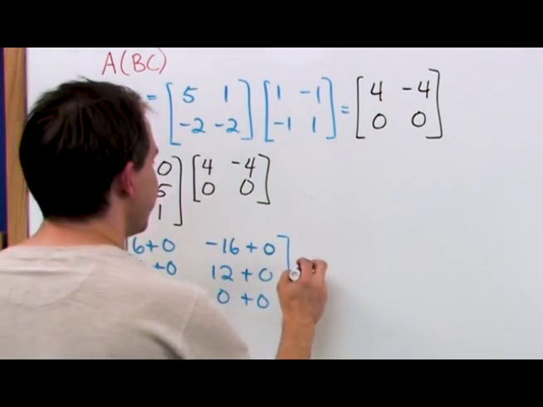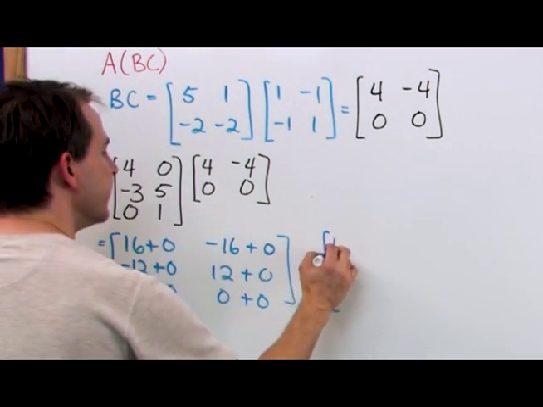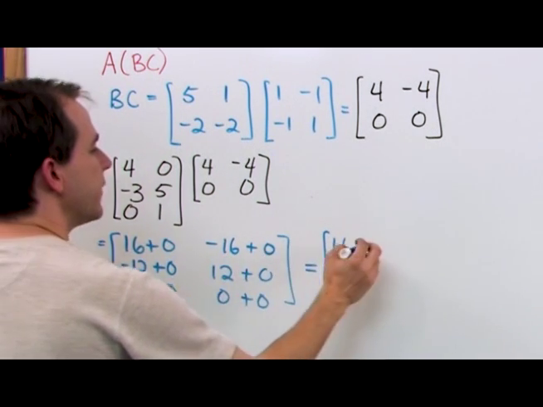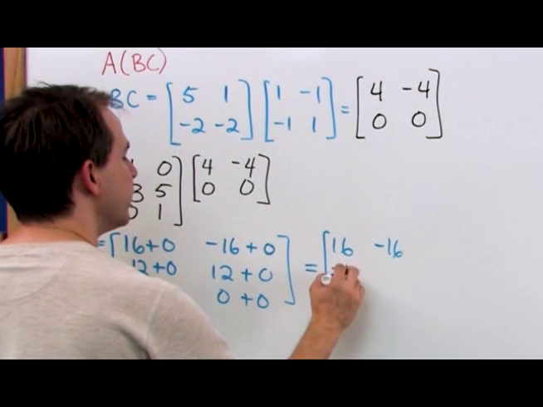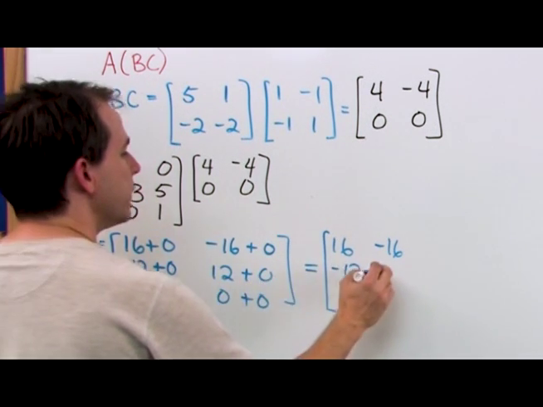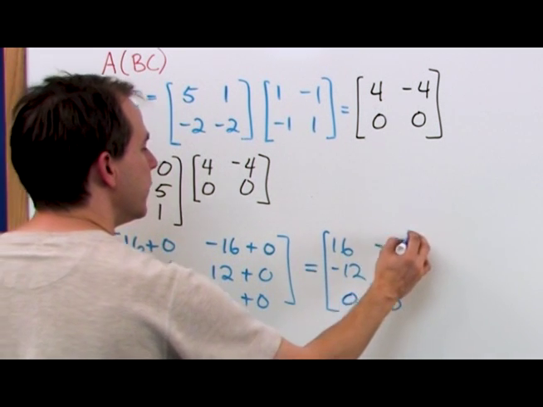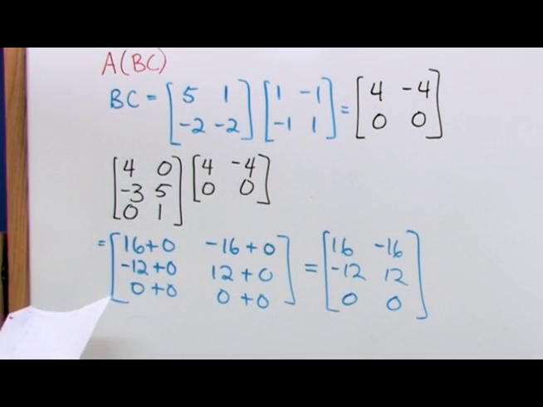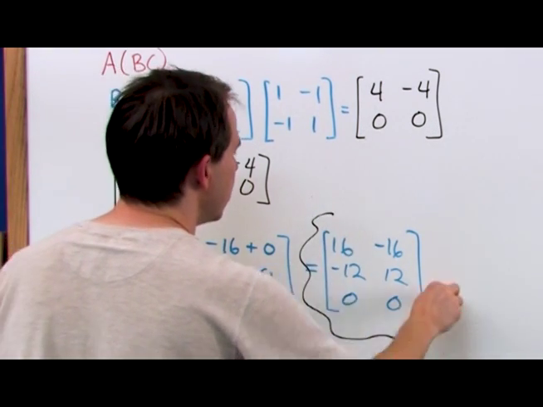So let's go ahead and simplify this and do all this math. 16 plus 0 is going to give us 16. Negative 16 plus 0 is negative 16. Over here, negative 12 plus 0 is negative 12. 12 plus 0 over here. 0 plus 0 is 0, and then 0 here. That's the matrix. 16, negative 16, negative 12, 12, 0, and 0. And this is actually the final answer of what you would circle on your test.